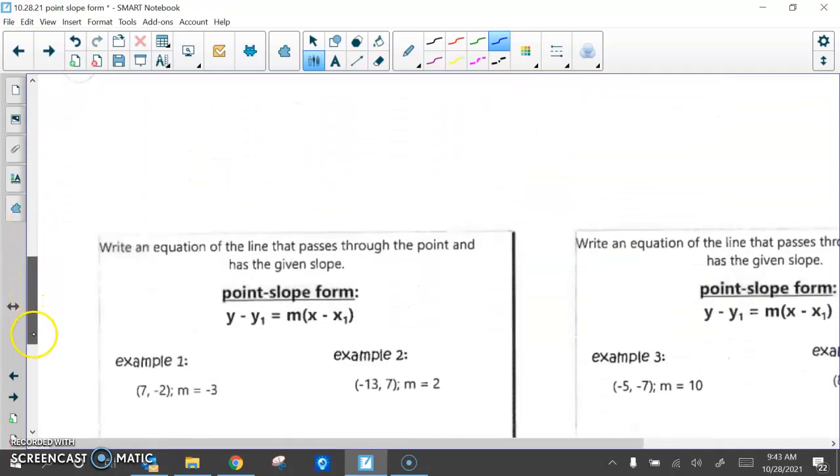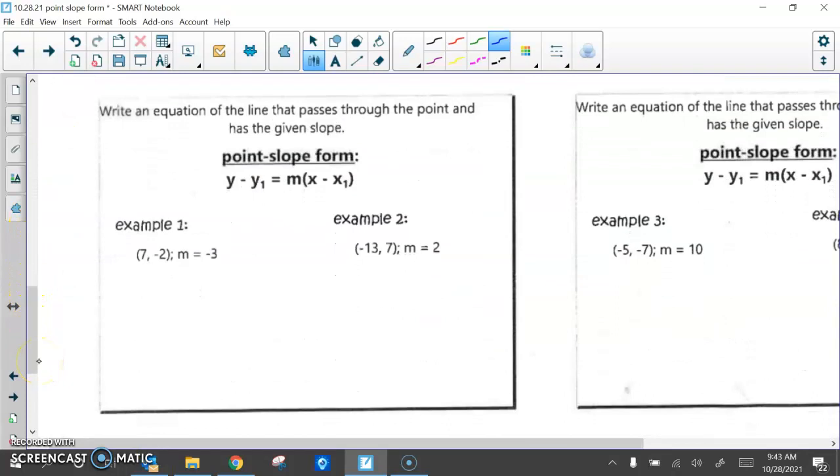Today, it's going to be a little different. So today we're using the point-slope form, which means we need a point and we need a slope. And so for all the examples we're going to do today, I'm going to give you a point and I'm going to give you the slope. And then we're just going to use this formula.